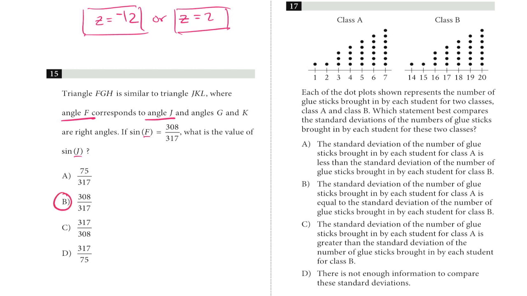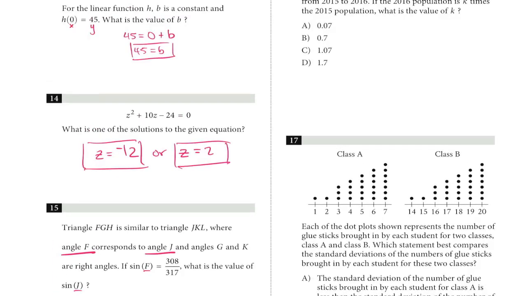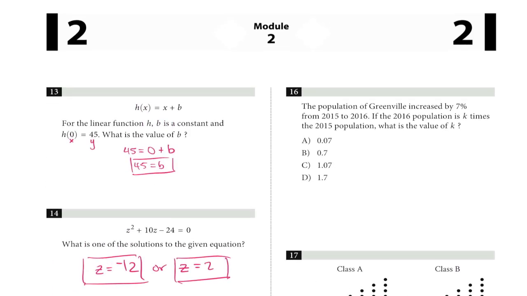over 317. With some of these questions, it is really smart to draw it and to kind of draw these two triangles and mark them up. But here, since they gave us the same angles, we can get away with just saying that their trig values will be the same.